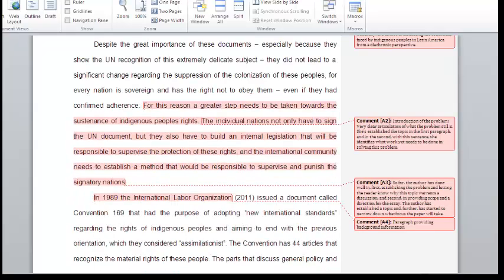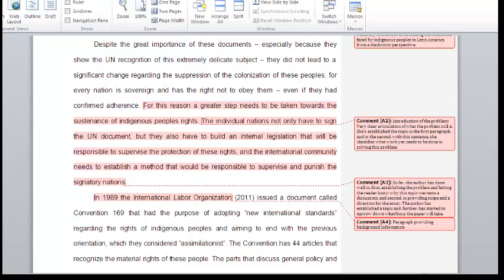The second paragraph goes on to give us some more information about the documents: despite the great importance of these documents, especially because they show the UN recognition of this extremely delicate subject, they did not lead to a significant change regarding the suppression of the colonization of these peoples, for every nation is sovereign and has the right not to obey them, even if they had confirmed adherence. For this reason, a greater step needs to be taken towards the sustenance of indigenous peoples' rights.